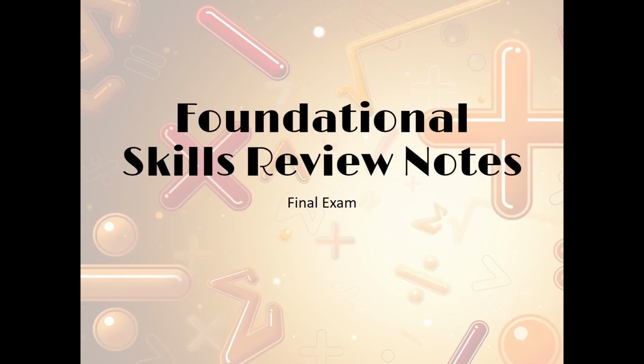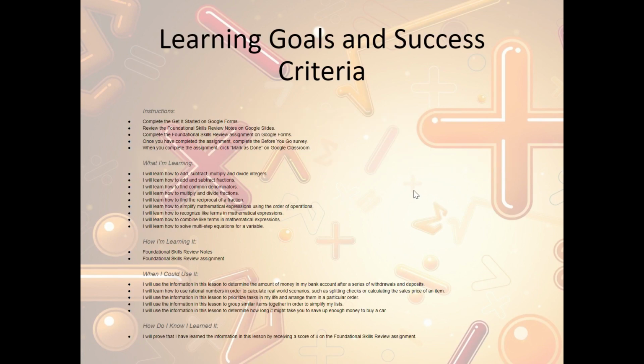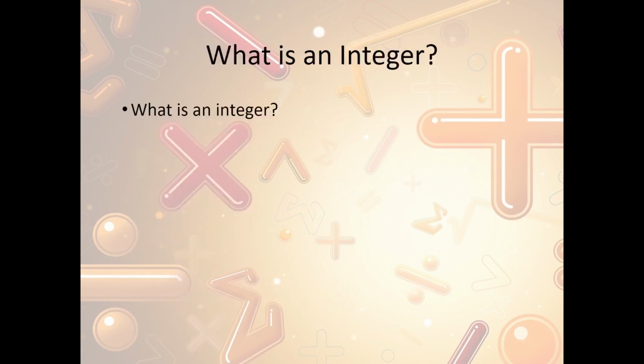Let's take a look now at the Foundational Skills Review Notes. The notes begin with the learning goals and success criteria. First of all, what is an integer? An integer is any positive or negative whole number. So 1, 2, 3, 4, negative 1, negative 2, negative 3, negative 4, and 0. All of those are integers.